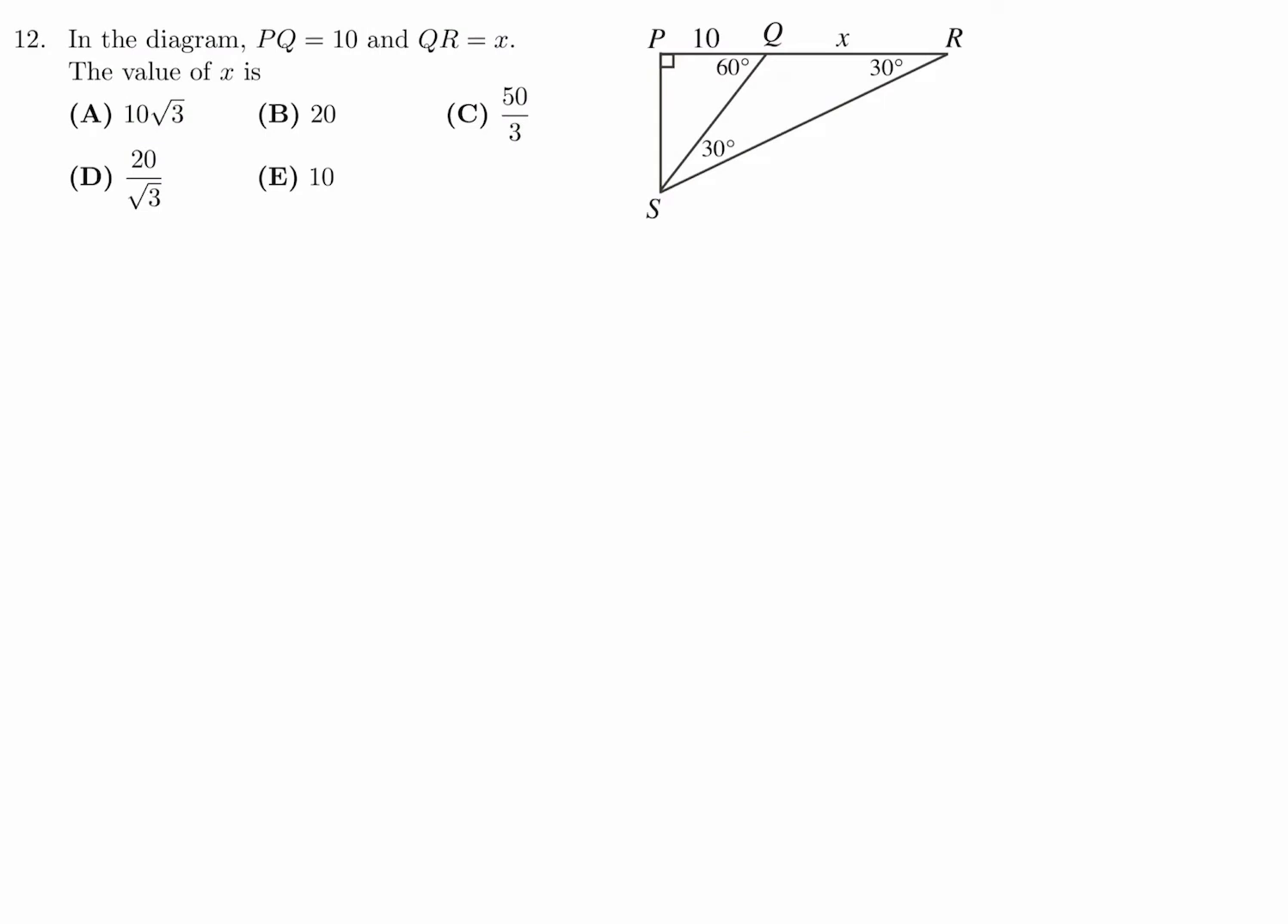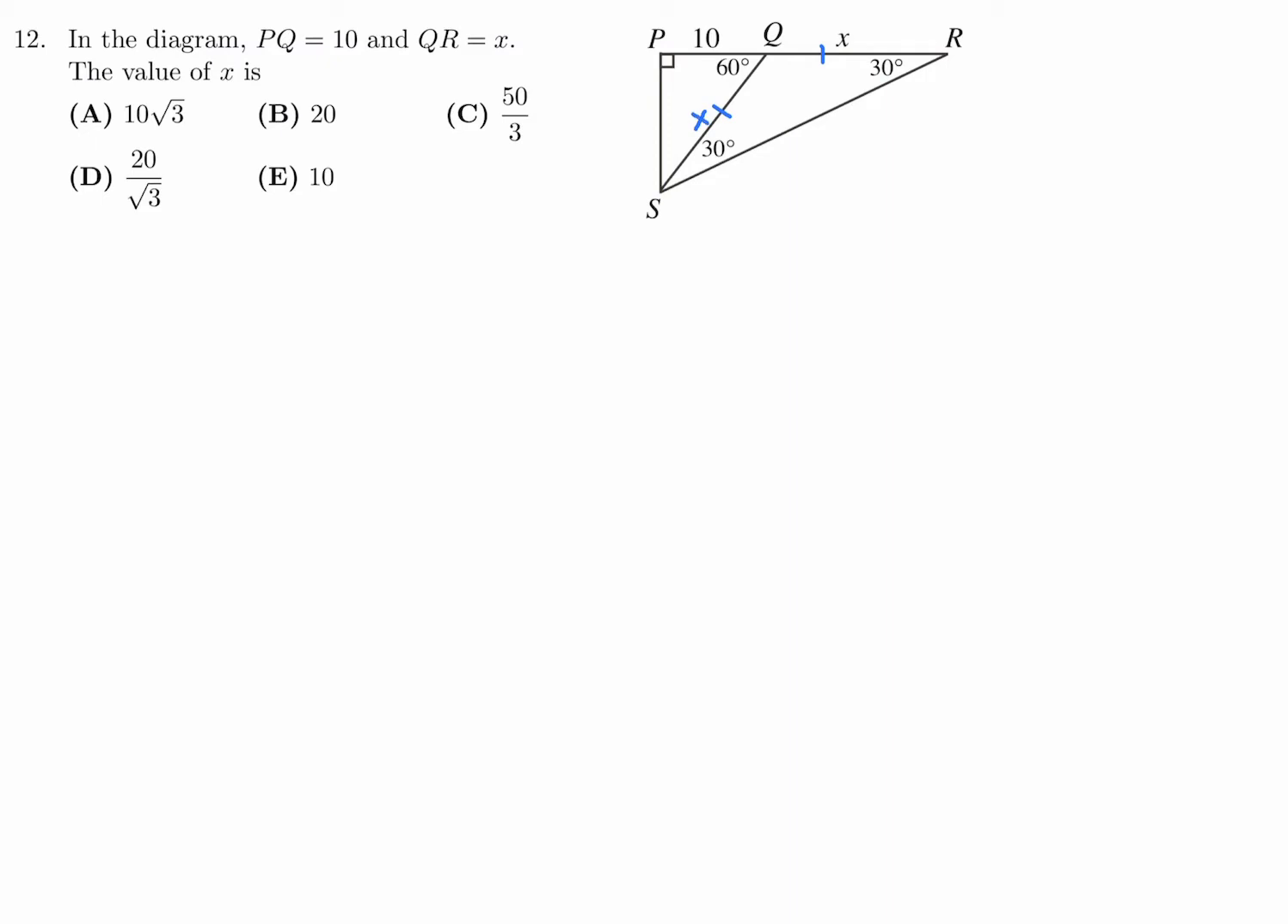In the diagram, PQ is equal to 10 and QR is equal to x. The value of x is? In this diagram, you'll notice that this angle and that angle are the same. So that means that this side and that side must be the same. That's a property of isosceles triangles. So if this side is x, that means this is x also. So I'll write that in there.